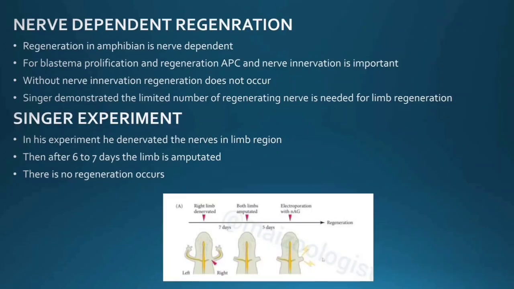Nerve-dependent regeneration. Regeneration in amphibians is nerve-dependent. For blastema proliferation and regeneration, AEC and nerve innervation is important. Without nerve innervation, regeneration does not occur. Singer demonstrated that a limited number of regenerating nerves is needed for limb regeneration. Singer experiment. In his experiment he denervated the nerves in the limb region. Then after 6 to 7 days the limb is amputated, and no regeneration occurs.